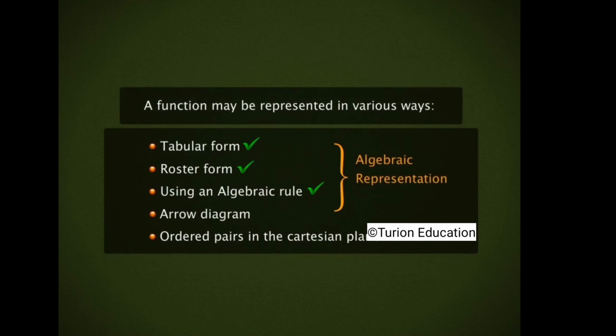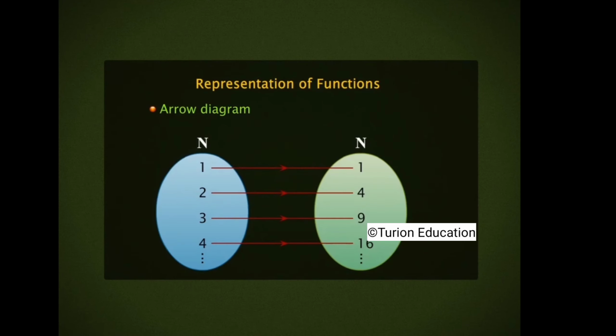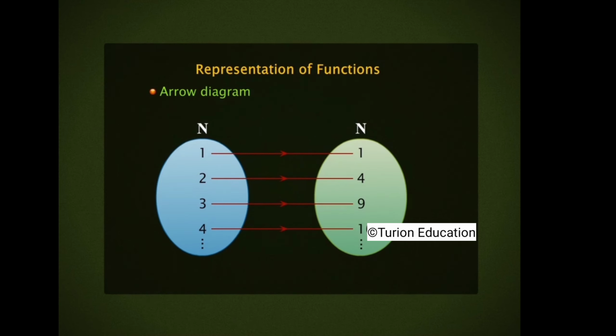These three ways are algebraic ways to represent the functions. Now, let's move on to the geometric methods and see an arrow diagram. In an arrow diagram, the elements of a set are mapped to the other set, such that no element in the first set is left out, and no element is mapped to more than one element. In this representation of the function, the domain is the set of pre-images, and the range of the function is the set of images.